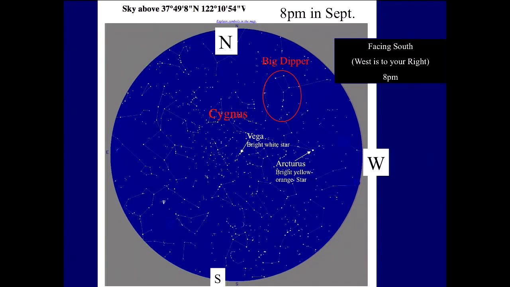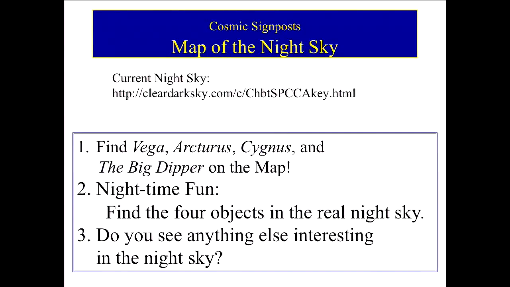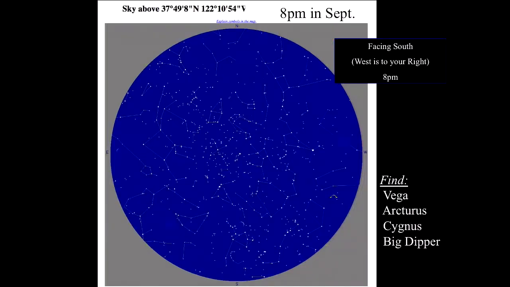So those are the 4 things in the night sky that you might want to try to keep track of and look for when you get a clear night coming up. These 4 things: Vega, Arcturus, Cygnus, the Big Dipper. Try to find them yourself in the real night sky, not the fake night sky. Let me give you a little practice. There's the night sky. Can you find Vega? It's not that easy. And what about Arcturus?